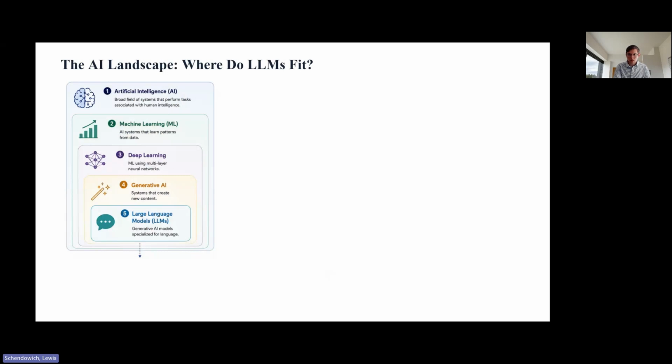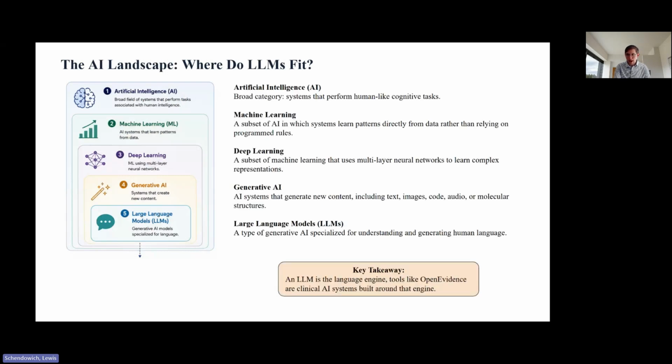Within artificial intelligence, you have machine learning, which uses data to identify patterns and predictions. Within machine learning, you have deep learning, and that uses multi-layer neural networks to learn complex relationships or patterns. And then within deep learning, you have generative AI, which goes a step further by producing new content like text or images. Large language models are generative AI systems trained on language.